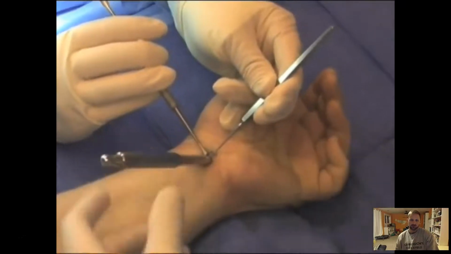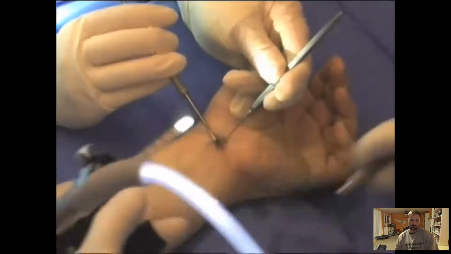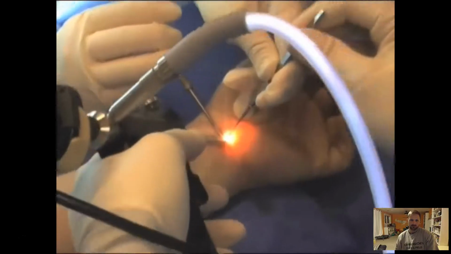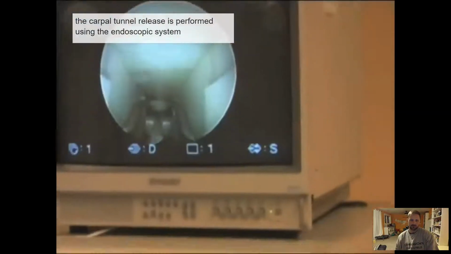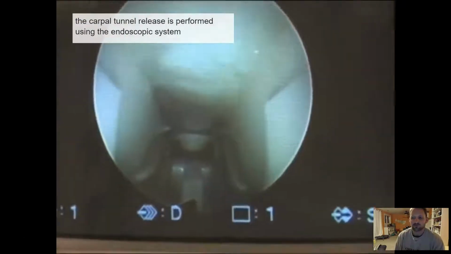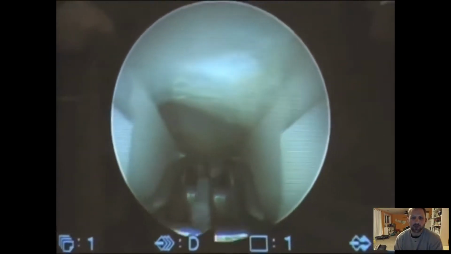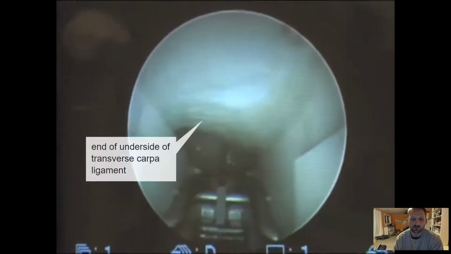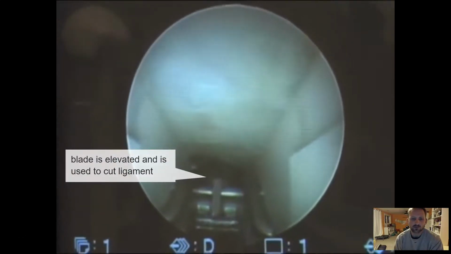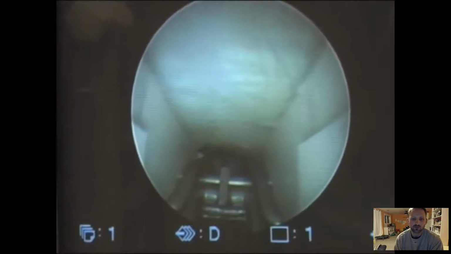This is a dilator instrument which is used to provide a pathway for the endoscopic carpal tunnel instrumentation, which is shown here. It is then placed within the carpal canal. So this is pretty cool. This is where it gets cool. As you can see on the video monitor, the transverse carpal ligament is identified clearly with fibers going across the screen. The blade is then elevated.